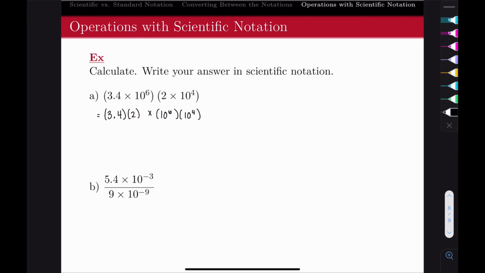Okay. So in doing so, the first 2 we can actually multiply. 3.4 times 2 leaves us with 6.8. And then our powers of 10 we can use our exponent rules on. We go ahead and just add those 2 together. So this leaves us with 6.8 times 10 to the 10th. And the key though in this is it does say to write our answer in scientific form. So if I go through and check this, the decimal is after the first non-zero number, so we are good. This is in scientific form.